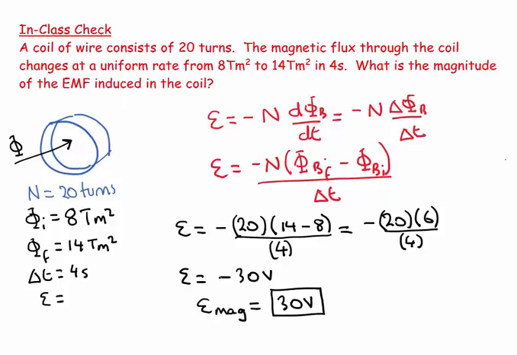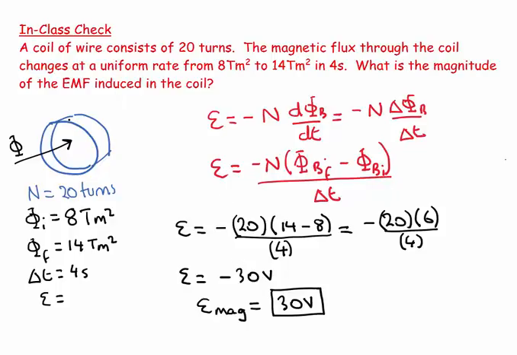Now, what does that negative sign mean? It's a sign convention which tells you, is the EMF driving the current one way around the coil, or is it driving the current another way around the coil? Is it clockwise or counterclockwise? That's what's occurring there.